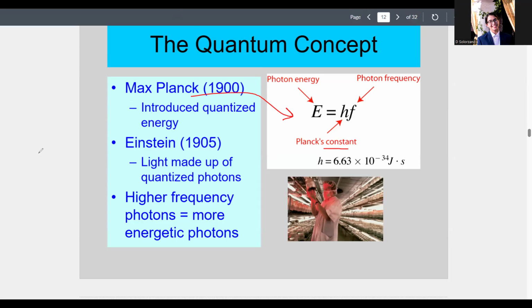But do know that Planck's equation was used to calculate a photon's energy using its frequency and then Planck's constant. So this is the main thing. Know that it's calculating energy. That E stands for energy.